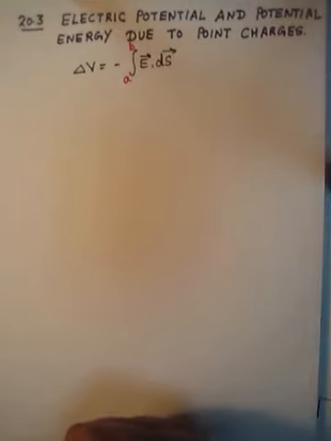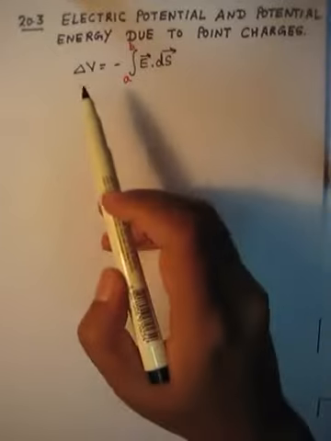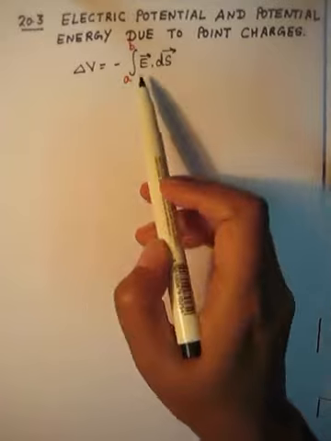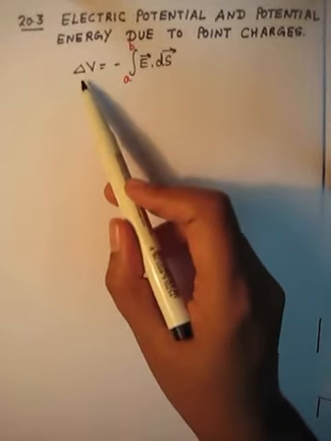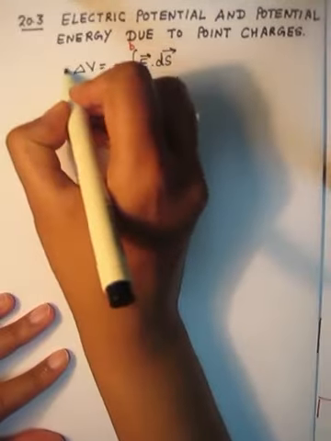Now we are going to study electric potential and potential energy due to a point charge. The change in electric potential is defined by this expression, where delta V means VB minus VA.